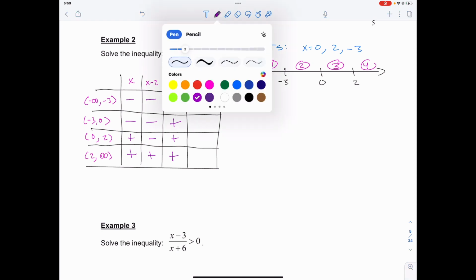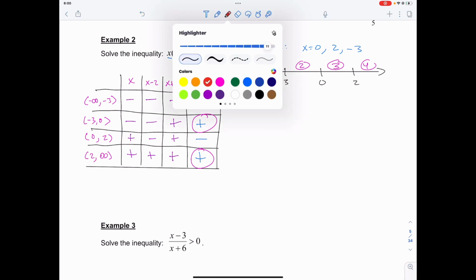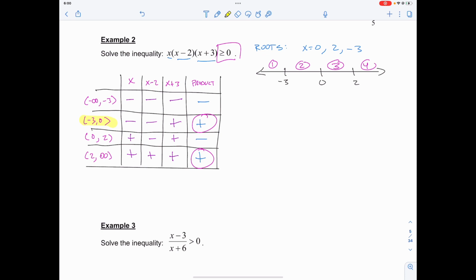When I solve the products, a negative makes a negative, positive makes a positive, positive, positive makes a negative, and all 3 positive will make a positive. What did it say in the beginning? I'm looking for greater than or equal to 0, which means that I'm looking for the positive cases, which means that my solution regions are here and here.